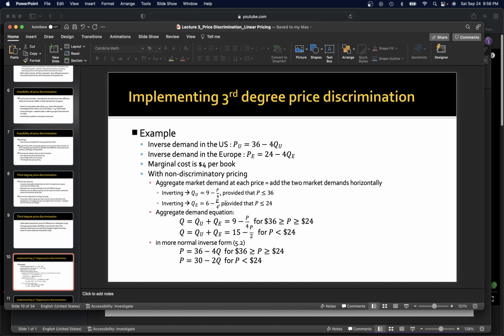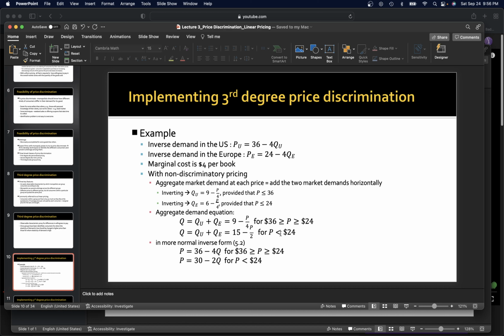That affects your aggregate market demand, because you then have two regions. First, if the price is higher than what Europe wants to buy at, then aggregate demand is simply the US demand for these prices. Their choke point is when the price is 36. When the price is higher than 36, not even consumers from the US will buy. When the price is less than 24, both of them will start buying. So now it's the sum of both, which is 9 plus 6, that's 15. 1/4 plus 1/4 is 1/2, so that's why it's 15 minus P over a half, for prices less than 24.